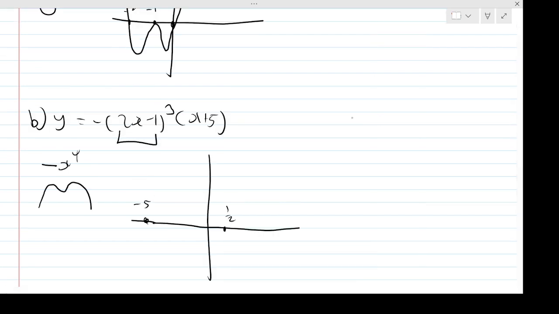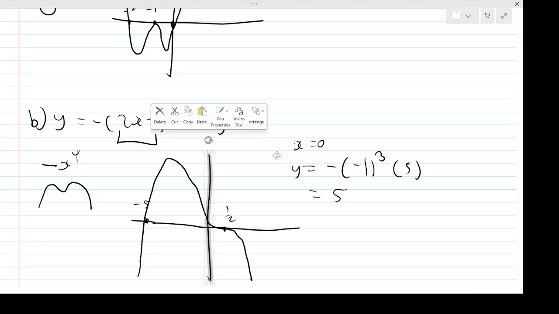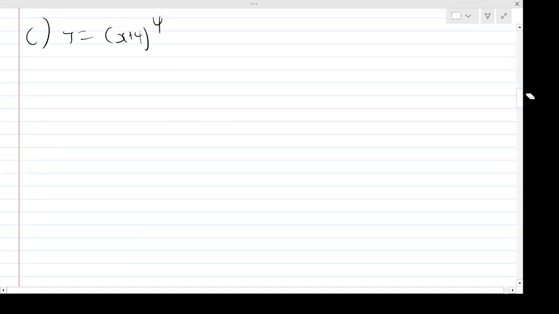And so it will pass through minus 5 as it's a single root. And then it will come down to reach the second root. And then because it's a point of inflection, it will level off. And then it will drop back down. And so that's my shape. And lastly, the y-intercept here. That will be when x is 0. Then y is going to be minus 1 cubed times 5. And so that would be positive 5 there. Okay, so the 5 there.